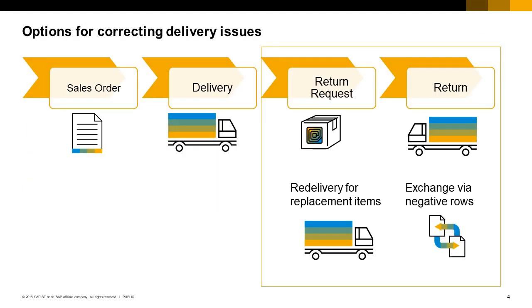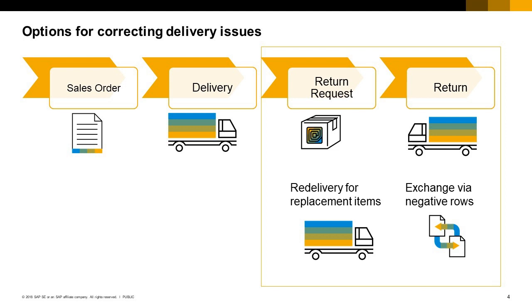Once a delivery has been made, there are several options open for how to solve the customer's issues. The first option is a return request. This document allows you to record the customer's reason for the return and to provide them authorization to return the item. When the item is received, you can create a return. This brings the item into stock and credits the customer for the purchase.